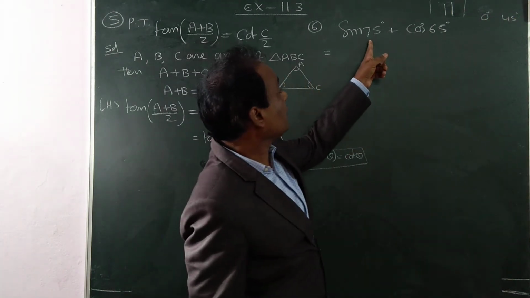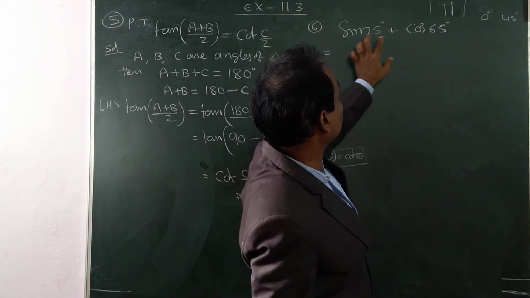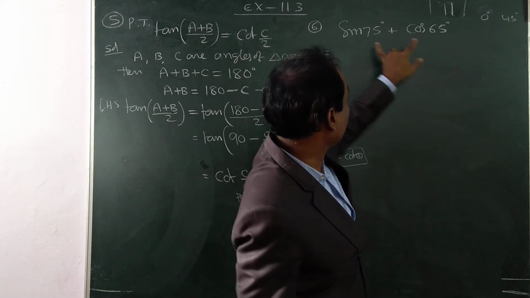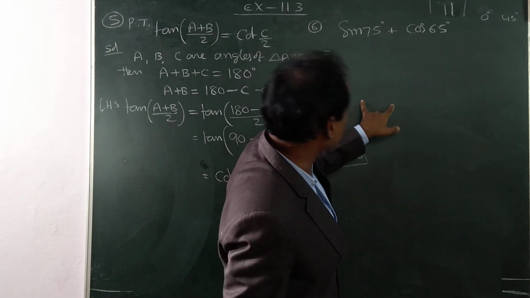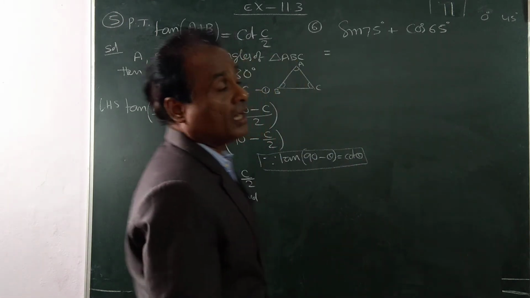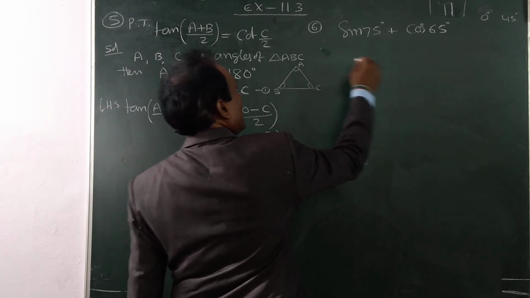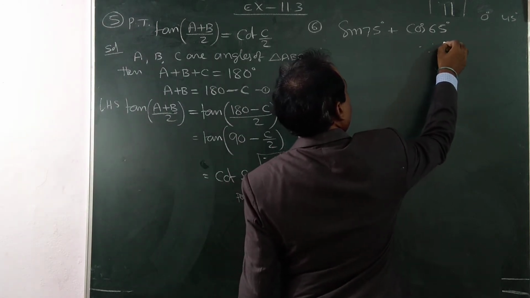This is 75 and this is 65. They are greater than 45. But we have to change this into another form so that the angle should be between 0 and 45. Angles should be between 0 and 45. For that we know these formulas. See here.